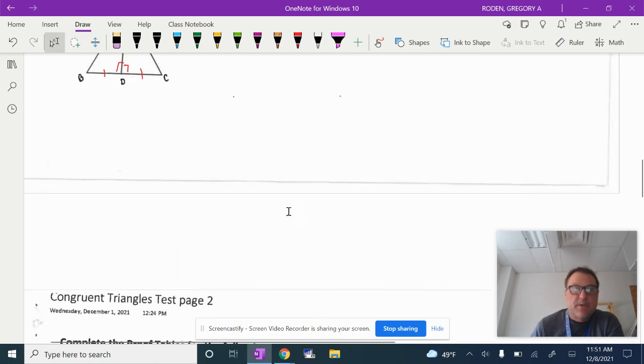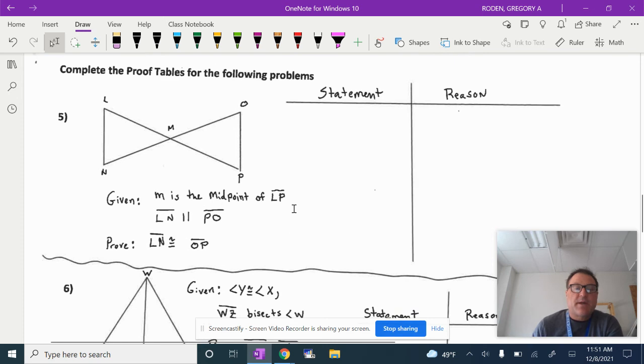All right, let's move on. Now let's do some proofs, guys. On this proof right here, first of all, I'm just going to write down my givens. So I know that M is the midpoint of LP. And that's a given statement. And so that's step one.